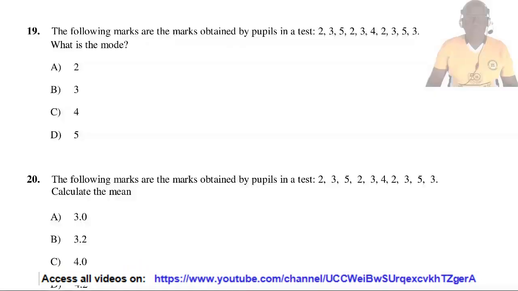Question 19. The following marks were obtained by pupils in a test: 2, 3, 5, 2, 3, 4, 2, 3, 5, 3. What is the mode? The mode is the mark with the highest frequency, and the highest frequency is 3. It occurs 1, 2, 3, 4 times, so the mode is 3.